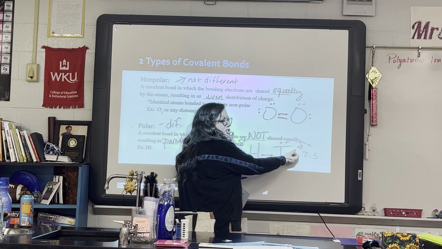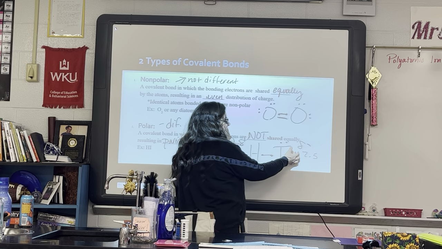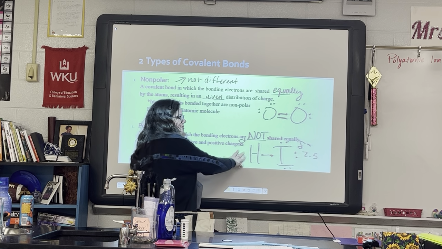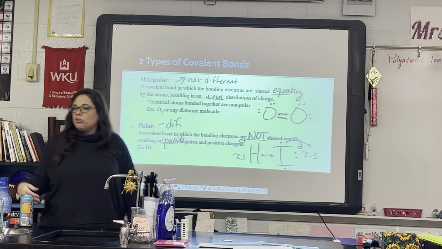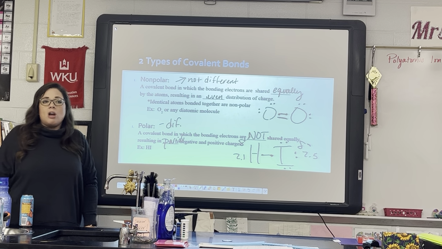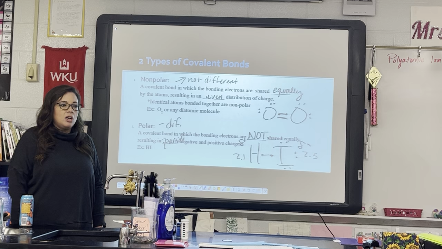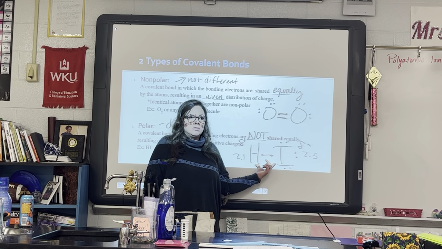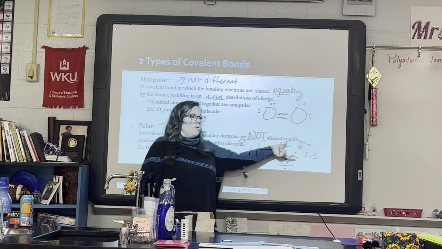and electrons have what charge? Negative. So this has a partial negative charge. This has a partial positive charge. Now, you're never going to have to write partial charges until you get to college. I remember writing lots of partial charges in college, all right? But do you understand how it gets a partial charge? Because the electrons are being pulled closer to here.